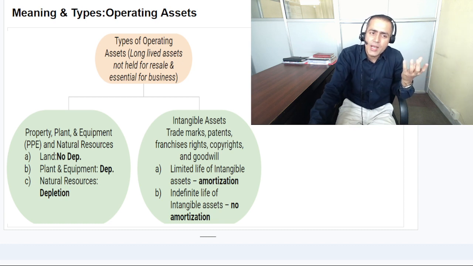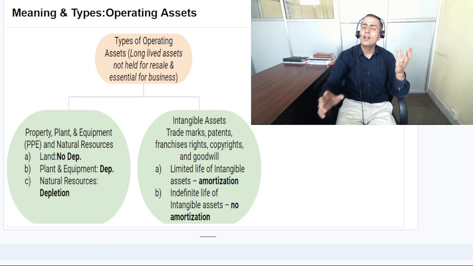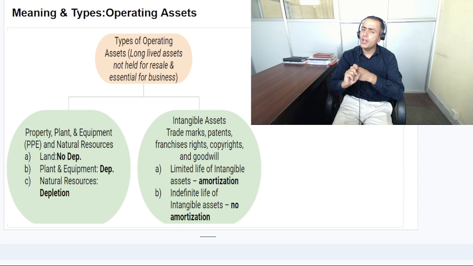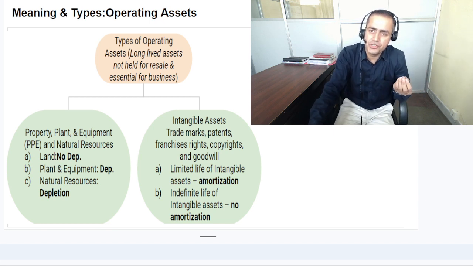Now, what are the basic types of operating assets? The first one is tangible. The next one is intangible. Tangible assets include property, plant, equipment, and natural resources. But you have to understand that in the case of land, there will be no depreciation, while for plant and equipment we have depreciation. For natural resources we have a depletion charge.